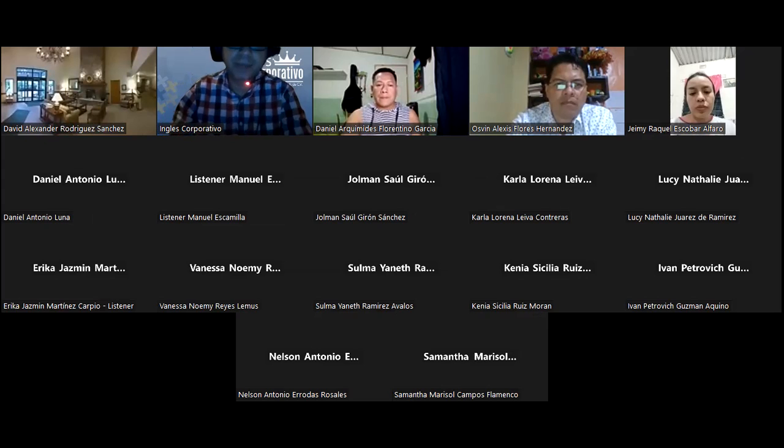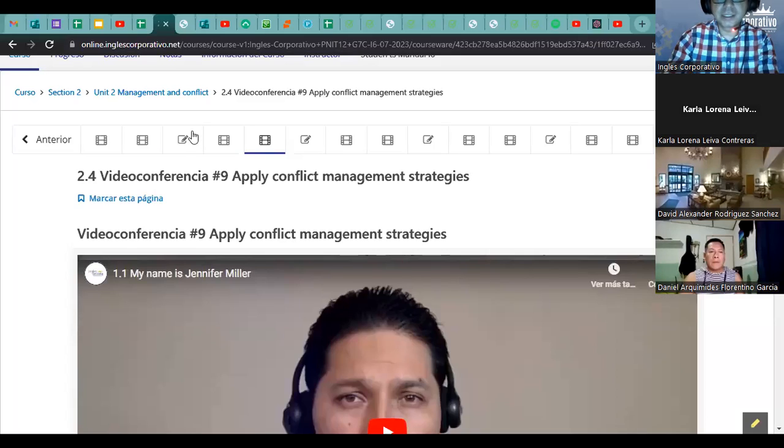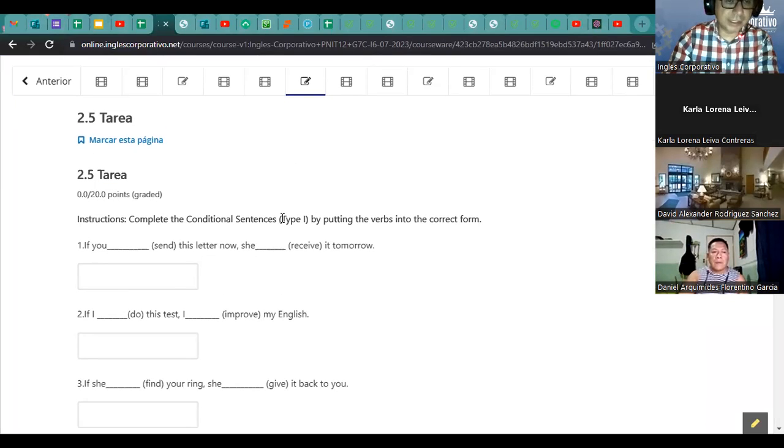So we're going to start by checking the platform. So let's check into that. For tonight, we also need to do the exercise, the one that is 2.5. It says, complete the conditional sentence, type 1, by putting the verbs into the correct form. Here, what you need to do is enter all the sentences with the period. Remember that if you don't enter the correct form, if you have a space or a symbol that doesn't belong, it is not going to take. So this is the homework for tonight.